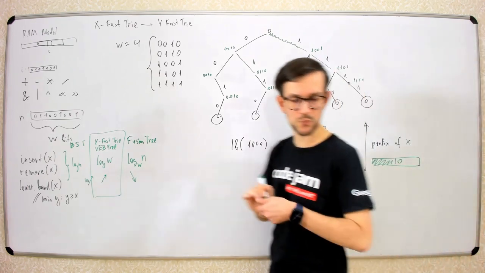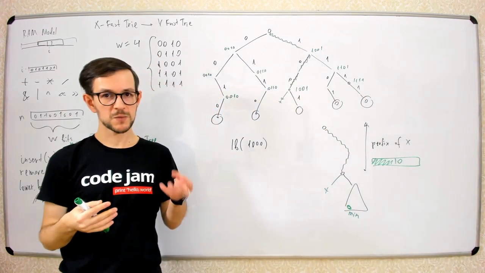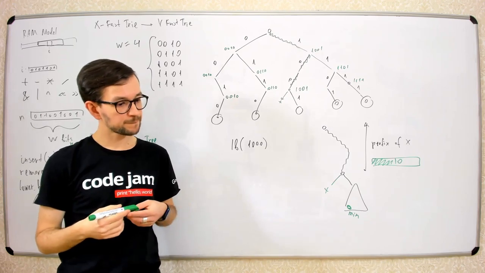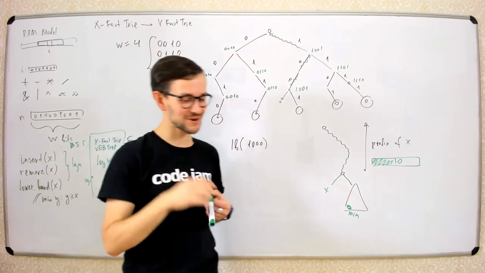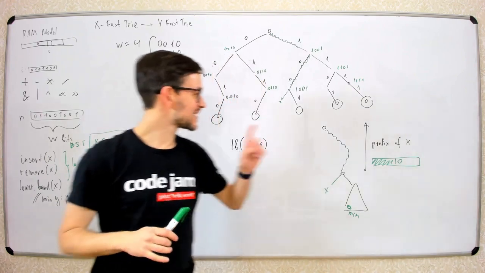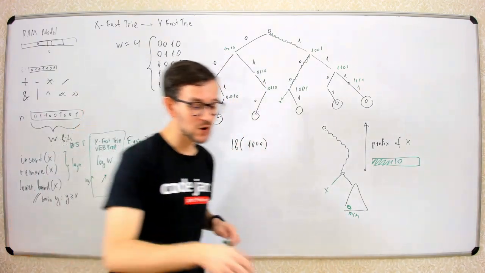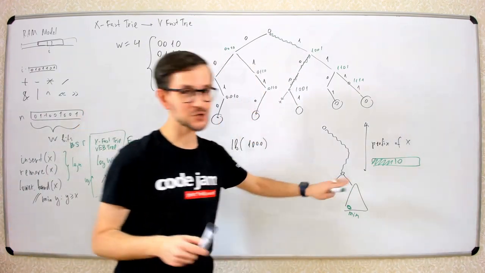For each subtree, we can pre-calculate the minimal element in this subtree. Yeah, that's a good point. I'll talk about it. That's a good question. But let's first solve this situation.